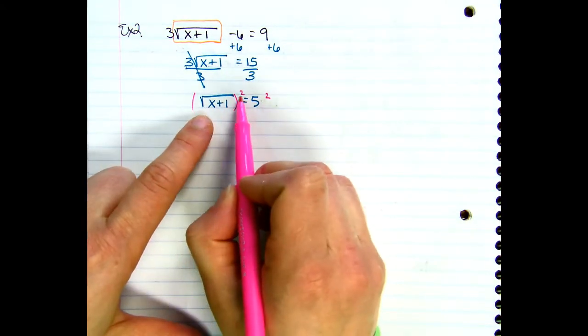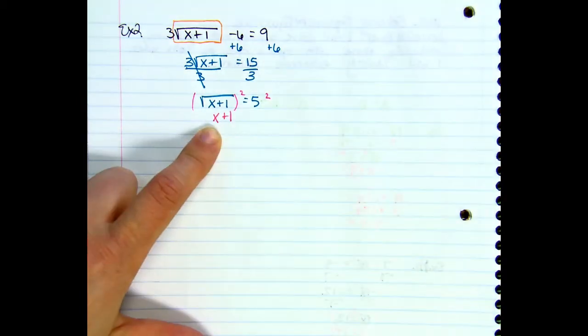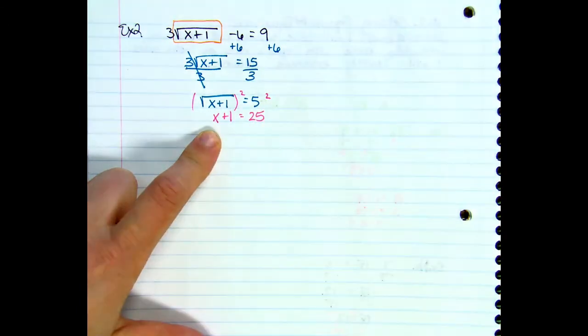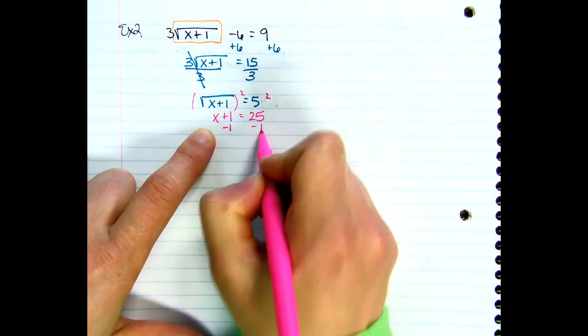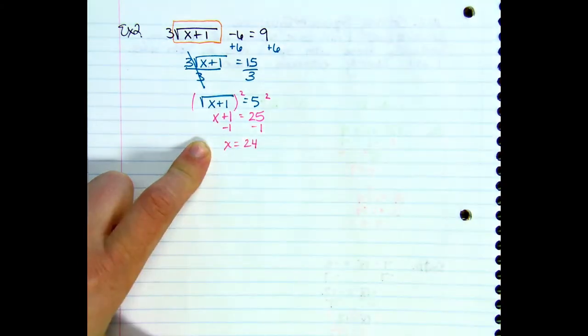So the square of a square root is just what's under the root. So I'm left with just x plus 1 over here. And on this side I have 25. I'm going to subtract 1 from each side, and I get x equals 24.